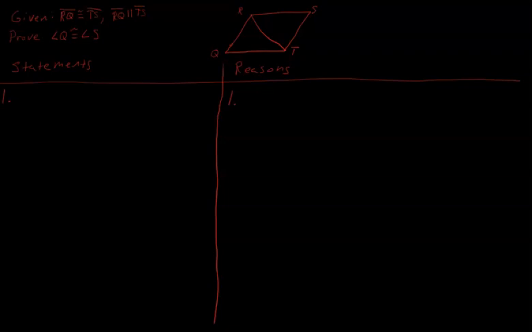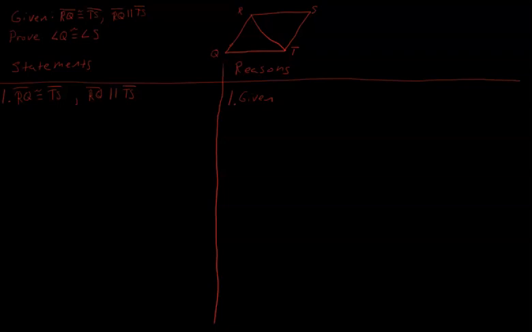For number one, just like we've done on numerous other proofs, we are just rewriting our given here. So we have RQ is congruent to segment TS, and segment RQ is parallel to segment TS. And this is given to us, so it must be true.